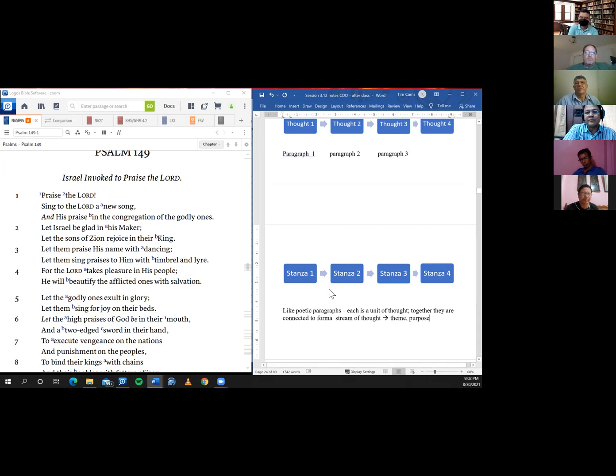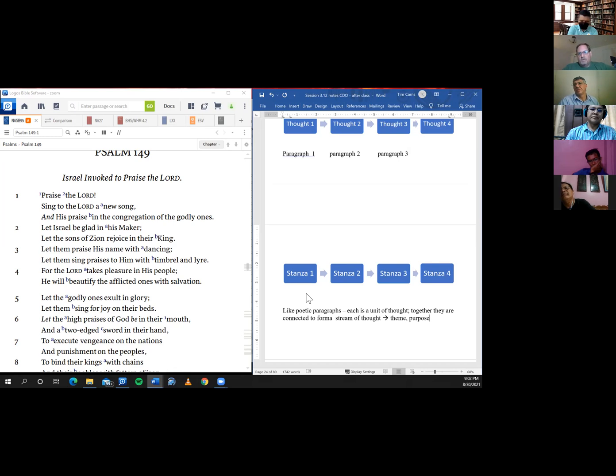It's the same with poetry. There's one major theme or focus or purpose for a poem, and that theme or focus is broken up into stanzas. It's just like when we sing songs, right? We have a chorus, but the whole song is about a particular topic. It's not just random thoughts about anything.